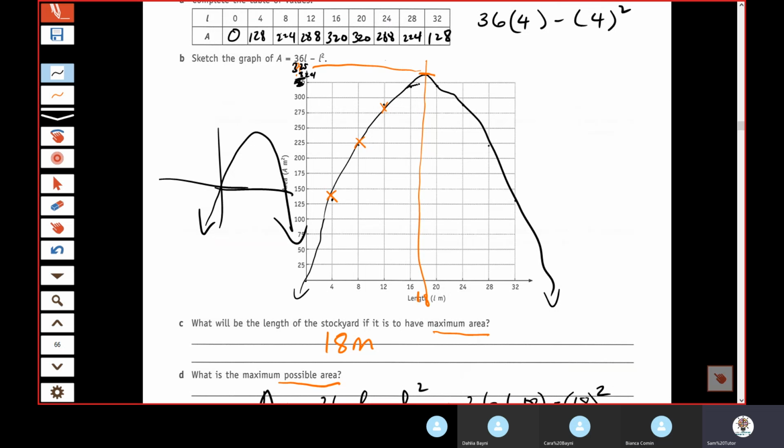Otherwise, your graph would have had to look like this. And who would draw that? Okay, all good. Keep going.